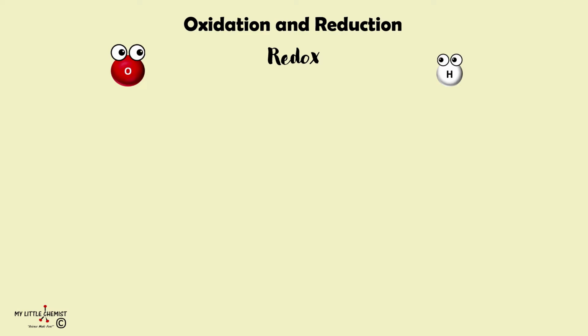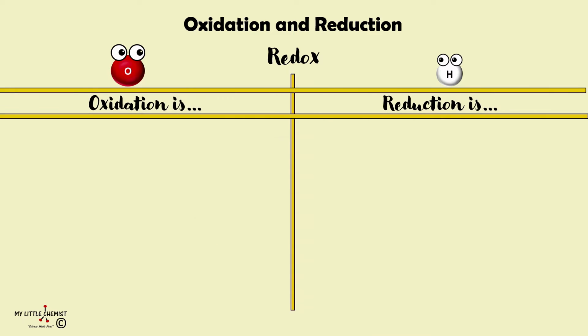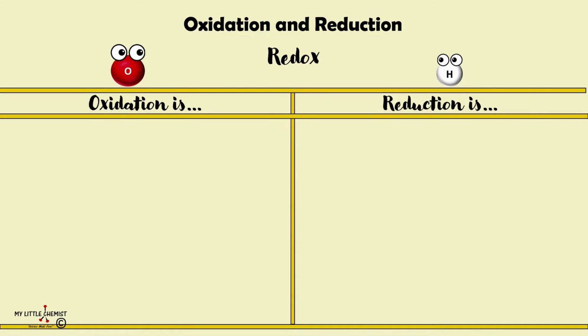Meet oxygen and hydrogen. They are the star atoms of redox. There are three ways we can define oxidation and reduction. One is in terms of atoms, the other in terms of electrons, and lastly in terms of oxidation numbers. Let's see what our star atoms have to do with oxidation and reduction.